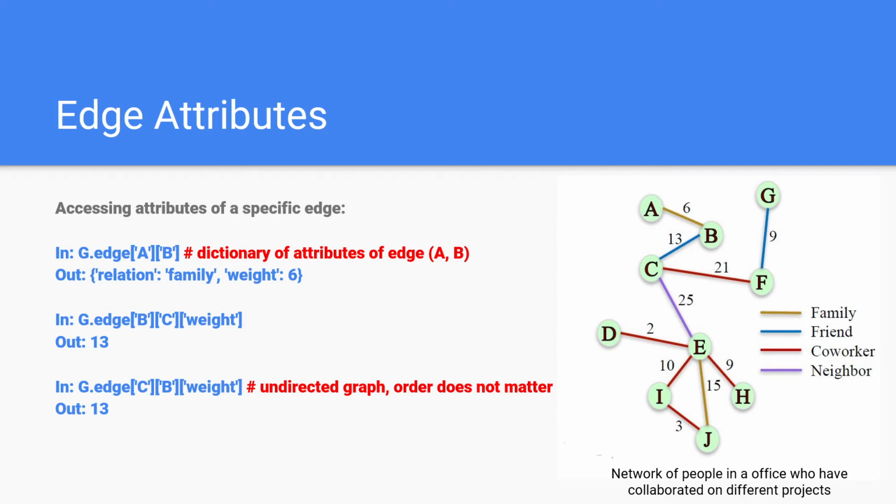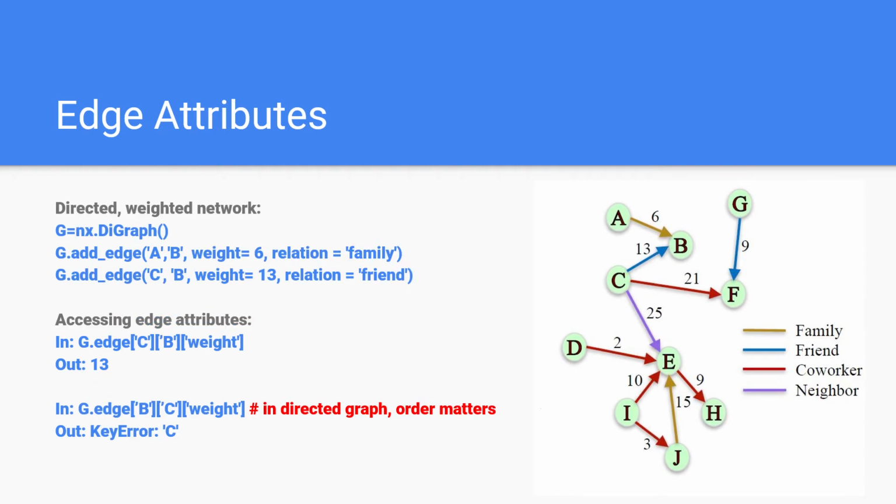Now within that particular accessed edge, if we want to print only the value of weight, we just specify the condition weight. And if we want to print out only the relationship status, we just have to specify the key relationship, and it will provide us with the output relation.